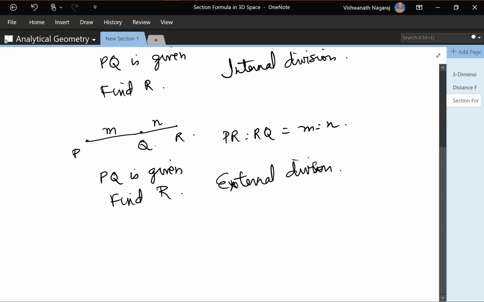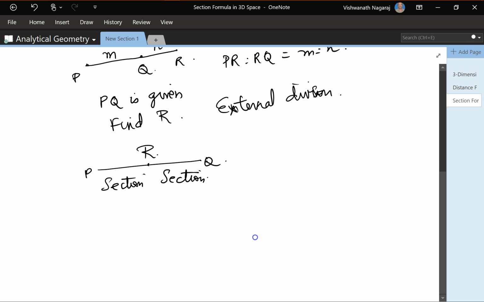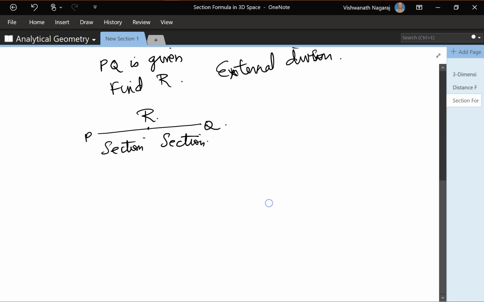Okay, so basically a line is divided and it forms two sections, right? This is one section and this is another section, right? And this is our R. So that's why it's called section formula. Now let's figure out how to find this R.